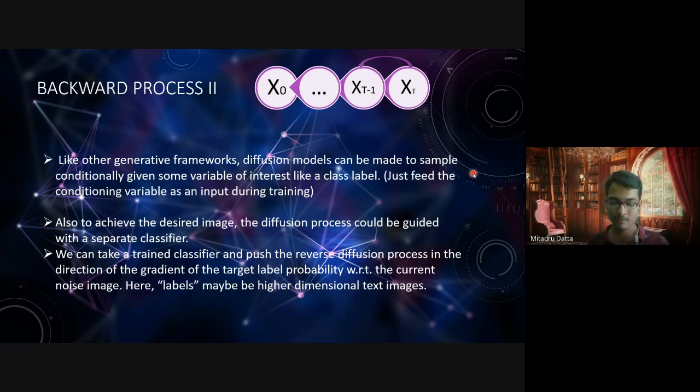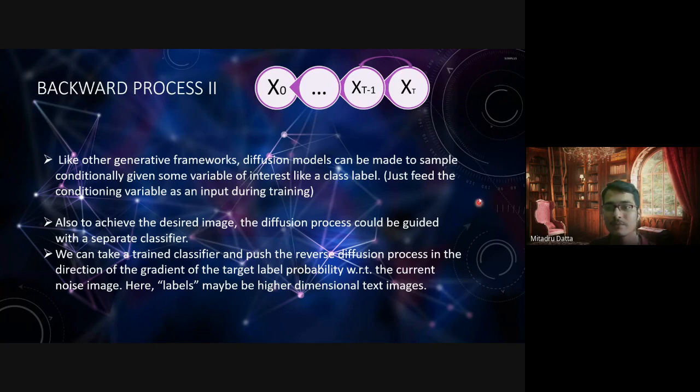So we need some other classifier's help which would give us information on which pixels, or exactly which portions of the image, to preserve, and how a horse looks like. We should just preserve the semantic structure of the horse. So a diffusion model can be made to sample conditionally given some variable of interest like a class label. Also, to achieve a desired image, the diffusion process could be guided with a separate classifier, as I was telling you. So we have a classifier which knows how a horse looks like.